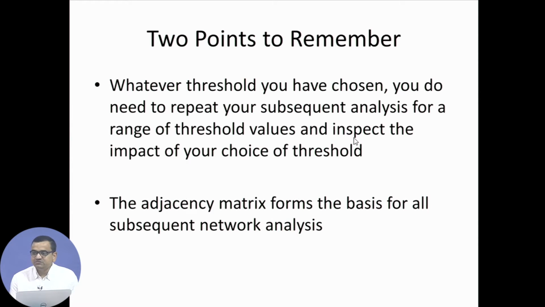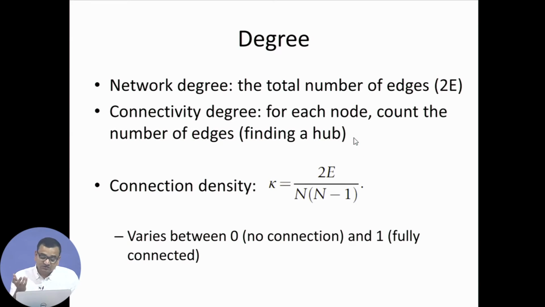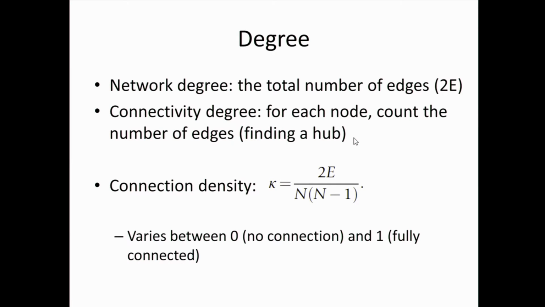Then your adjacency matrix, in the simple case, consists of 1s and 0s. The original was a functional connectivity matrix of all numbers, but it is transformed to 1s and 0s, and that is your starting point. This is your data for network analysis, and then how do you want to characterize this network? One straightforward measure is called the network degree. It tells you the total number of edges. So, how many connections are there in that network?